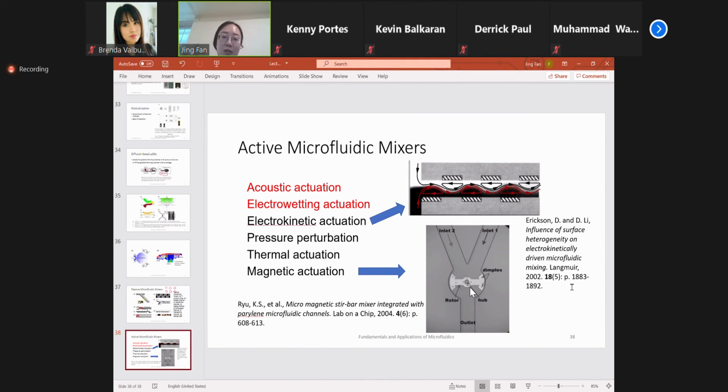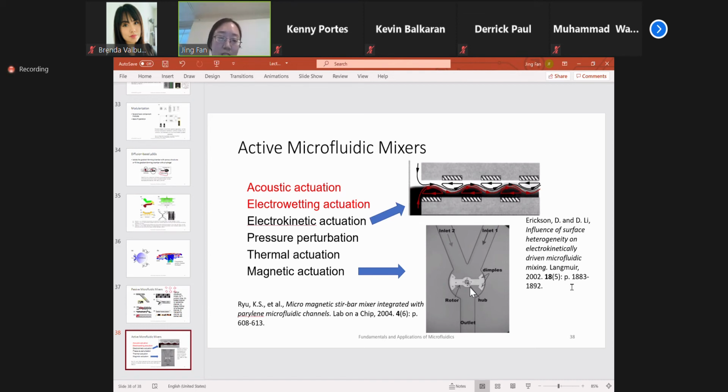So I will upload 2 papers on acoustic actuation based active microfluidic mixers and the electrowetting actuation active microfluidic mixers. 2 papers on these 2 topics. And then the next Monday, the 2 presentations will be based on these 2 topics. So I will just very briefly talk about the mechanism of these 2, but we will pay more attention to the other 4 types in this lecture.